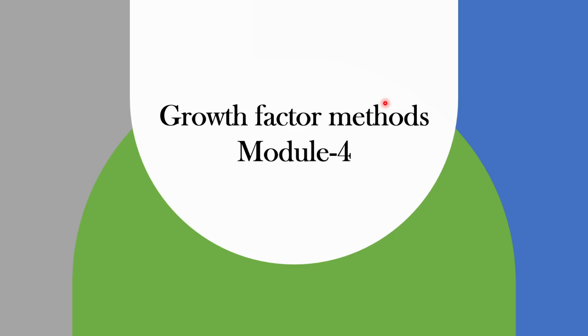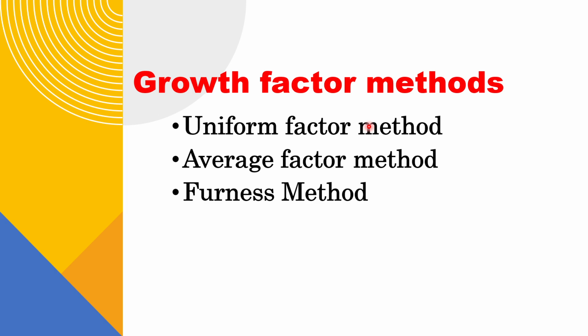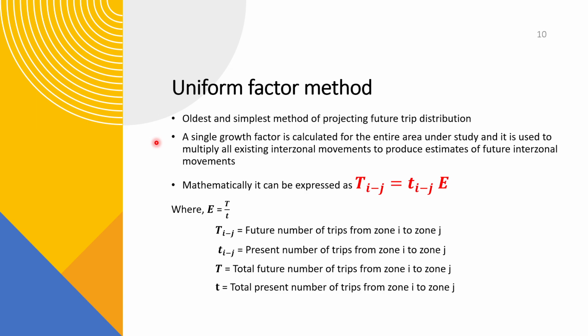Now we are moving to growth factor method. Growth factor method is mainly about trip distribution. We have majorly 3 types of growth factor method. In this video I am only focusing on the first 2, that is uniform factor and average factor. So in growth factor method, what we do is we are going to predict the trip distribution. Trip distribution means it is the number of trips from each zone to other zones.